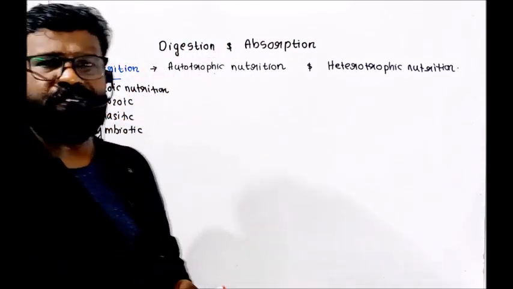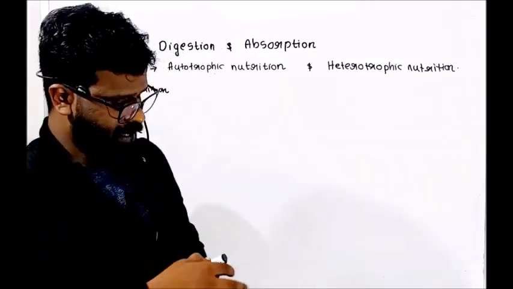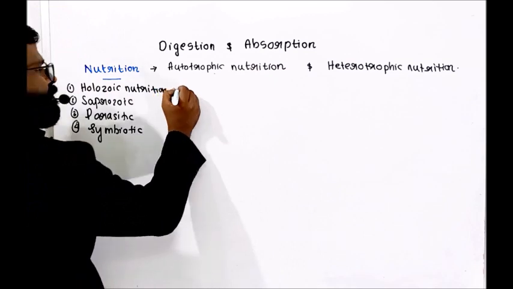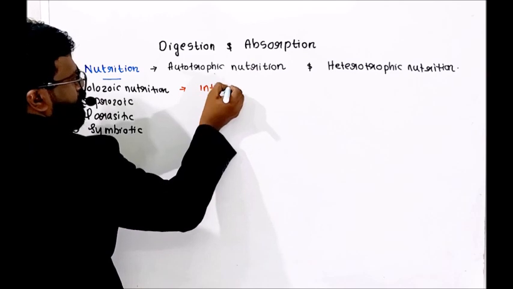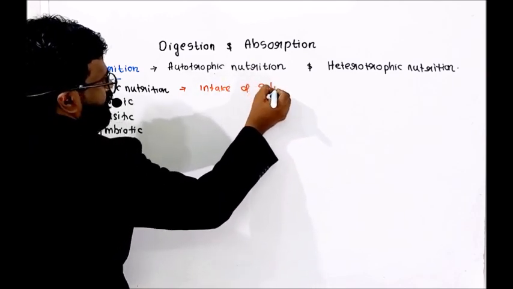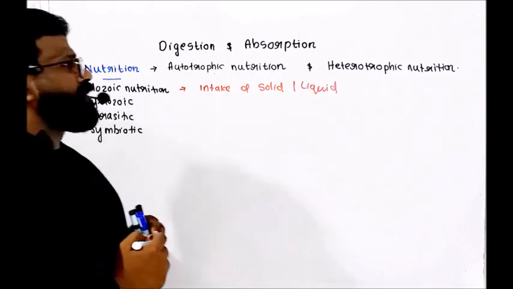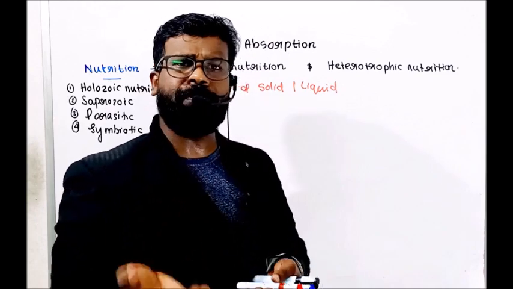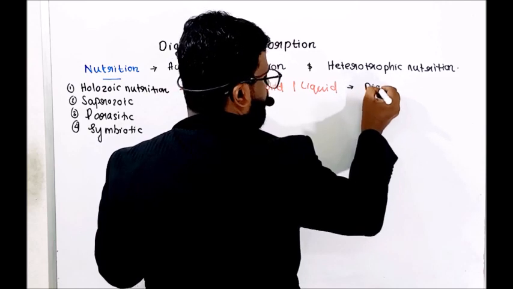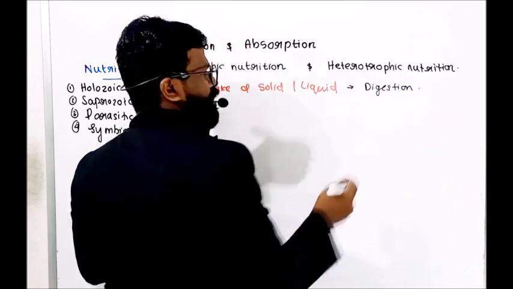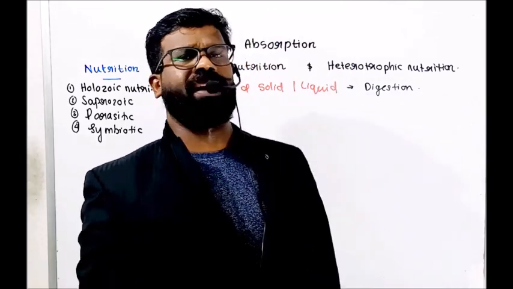First one is holozoic nutrition. Our nutrition, or all complex animals' nutrition, is holozoic. Holozoic means engulfing or intake of solid or liquid food, that may be plant part or animal part, then digested within the body and then utilized.